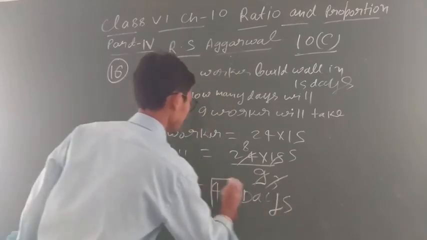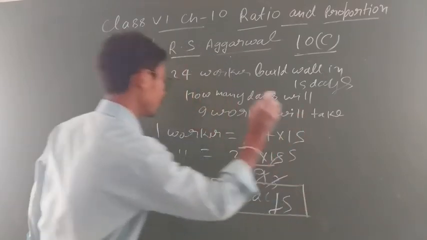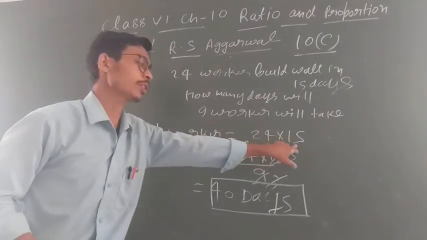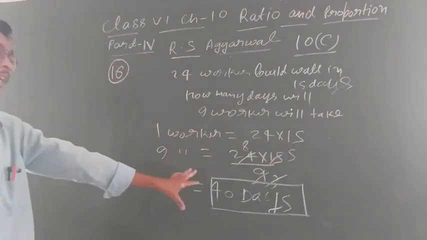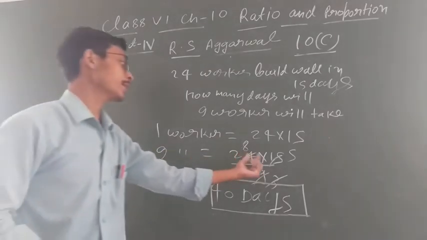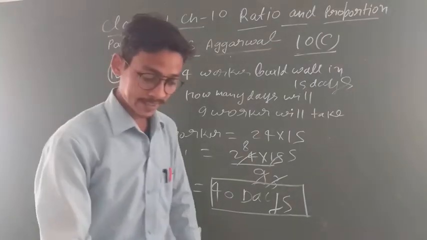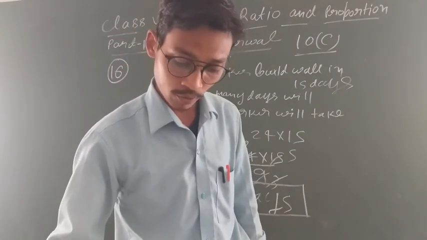40 days. It means what is the conclusion student? Conclusion is कि 1 worker can complete the work in 24 into 15, multiplied. So 9 worker will complete, divided by 9. Your answer will come. Clear student? The maximum question I explained. Rest of them you will do yourself.